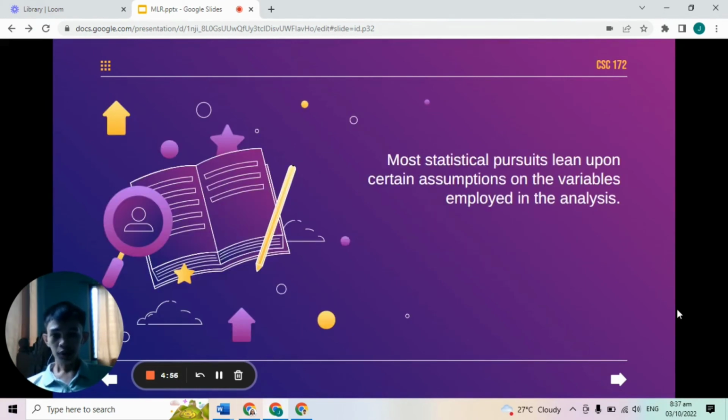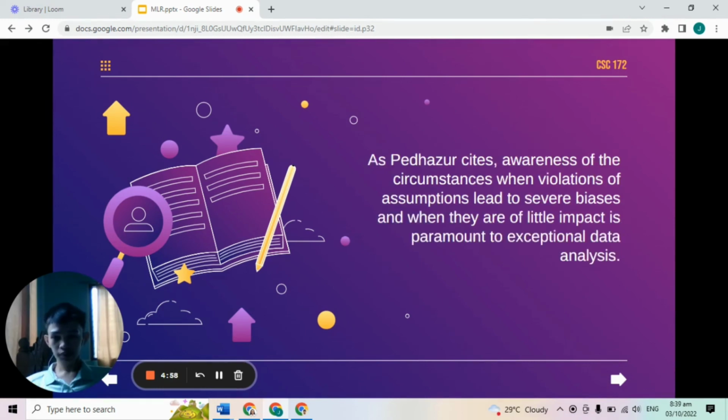Most statistical pursuits lean upon certain assumptions on the variables employed in the analysis, and if not fulfilled, the results are downright unreliable, and a type 1 or type 2 error, or over or underestimation of significance or effect measures, may occur. As Bedford cites, awareness of the circumstances when violations of assumptions lead to severe biases and when they are of little impact is paramount to exceptional data analysis.